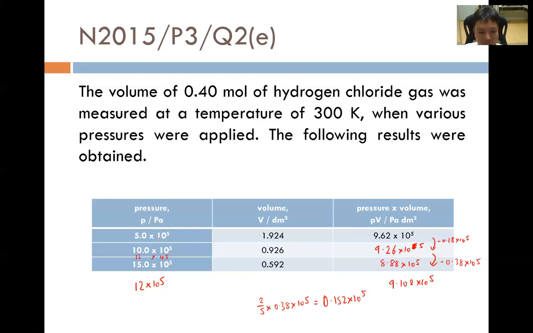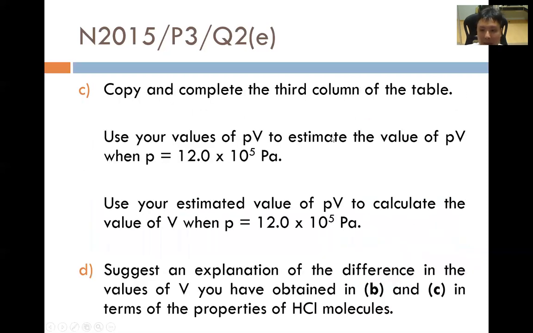Okay, and hence you take this value, subtract 0.152 times 10 to the power of 5, and you end up with this answer. So this is the estimated value of PV when P is equal to 12 times 10 to the power of 5 Pascal.